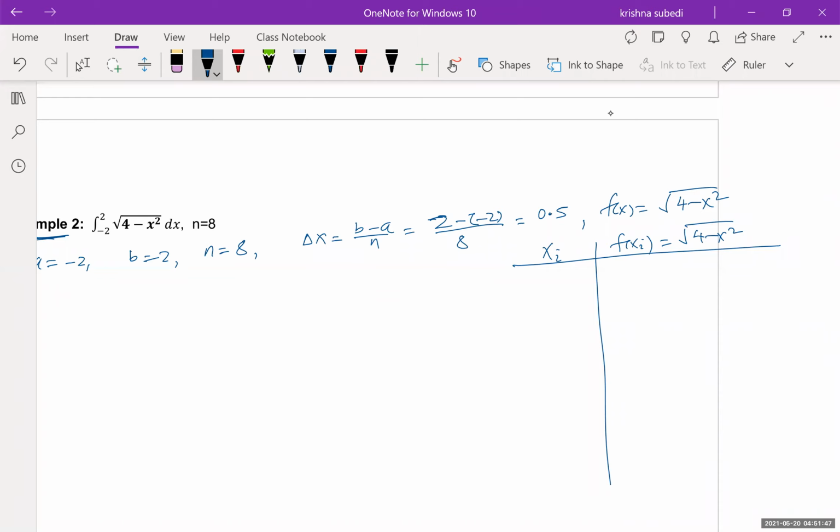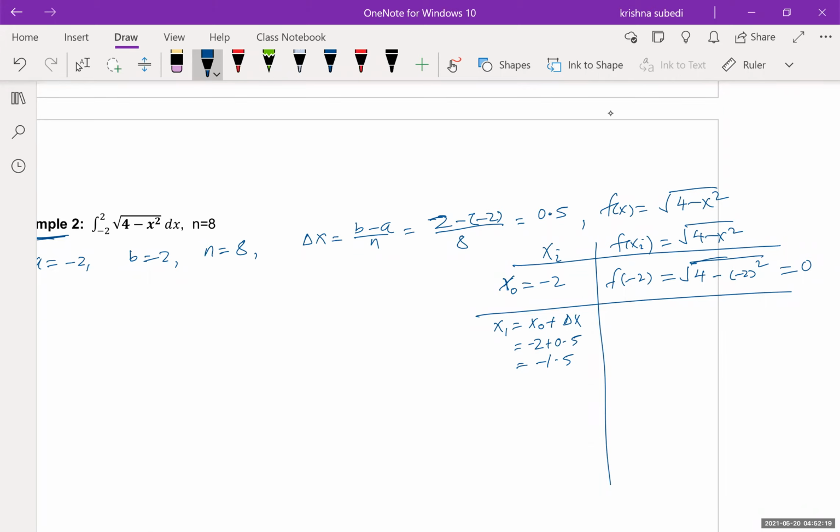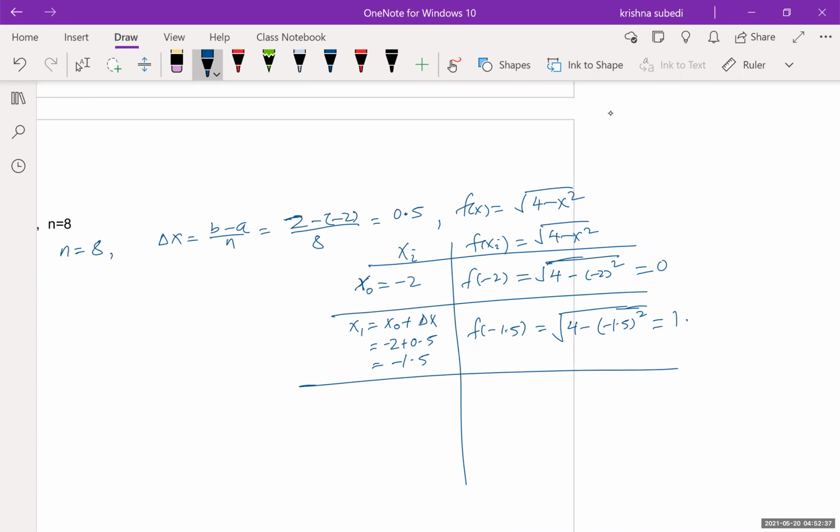I'm going to do the first one. xi means x naught. Start with x naught, which is actually a, which is -2. That's the starting point. So you'll have f of -2 equals square root of 4 minus (-2) squared. That's going to give you 0. In the same manner, your x1 is x naught plus delta x, which is -2 plus 0.5, so that's going to give me -1.5. And f of -1.5 equals square root of 4 minus (-1.5) squared. My calculator is telling me it is approximately 1.32289. Generally, you can take 4 digits after the decimal, that is fine, but to be precise I'm considering 5 digits. Okay, so that's your x1.